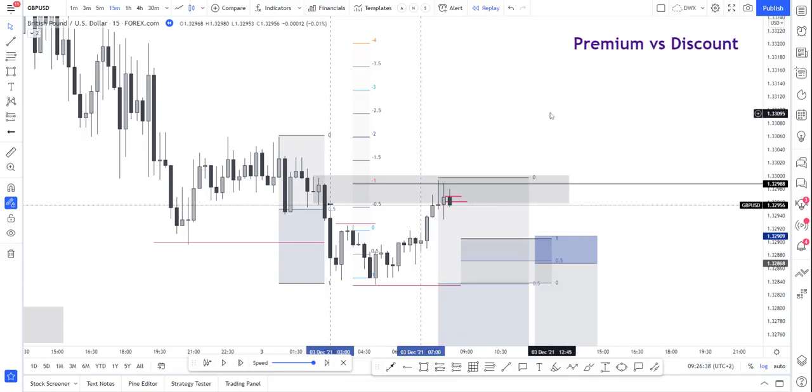So that's all I'm going to say now about premium versus discount. Take these concepts, apply them to yourself, apply them to your trading, and yes, I hope it helps a bit.